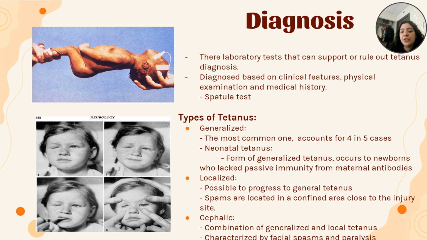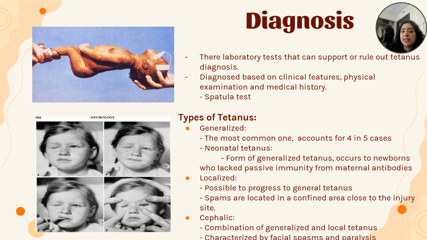So for the clinical features, they are based on three types of tetanus. The generalized, which is the most common one, occurring in 80% of the cases. The neonatal tetanus, which is a form of generalized tetanus and is caused by lack of transfer of passive immunity from the mother to the child.